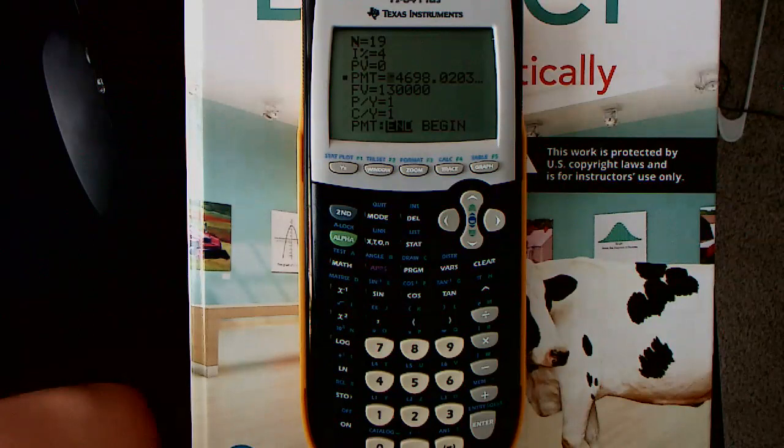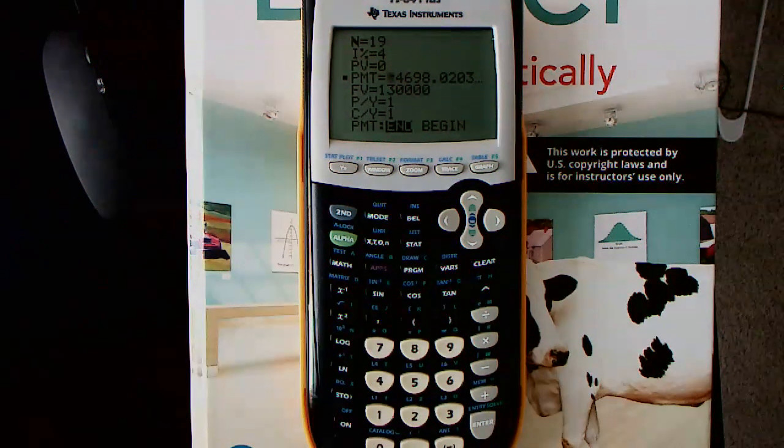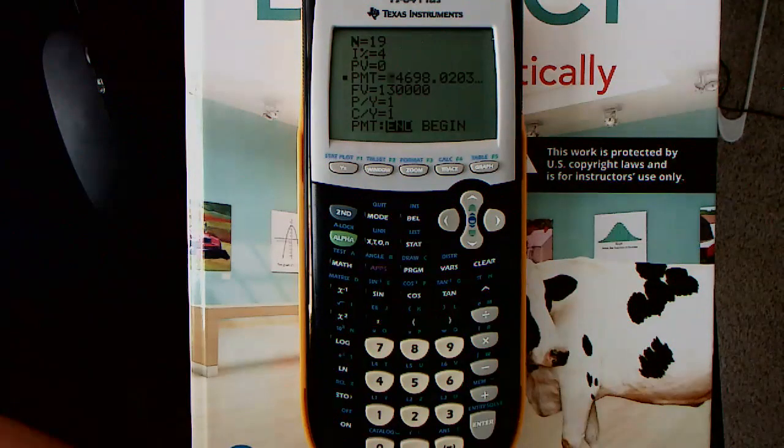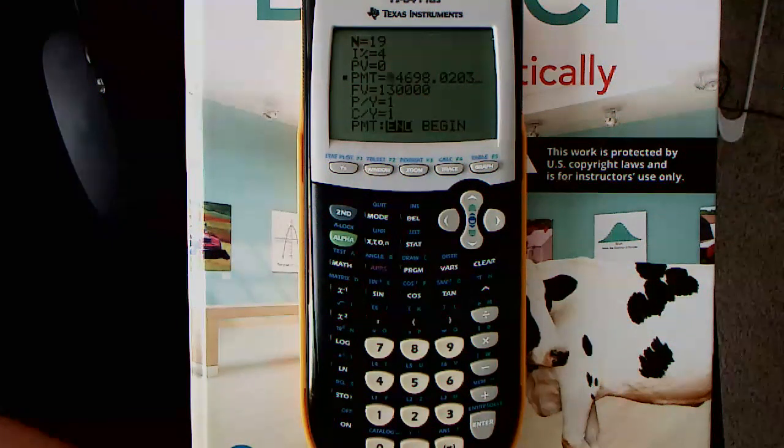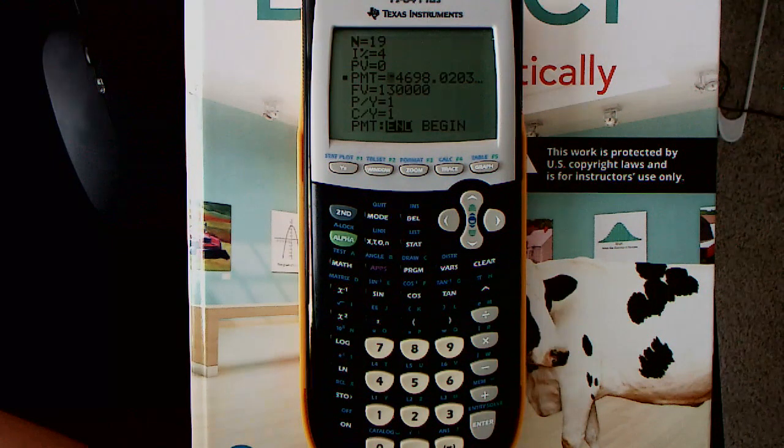So you need to pay $4,698. Is that a 0 or 8? Very dim here. And you know what? You have to round it up. Please copy down this decimal: 4698.0203. Copy it down, and we are going to round the result based on the requirement of the question. I'm going to share back.